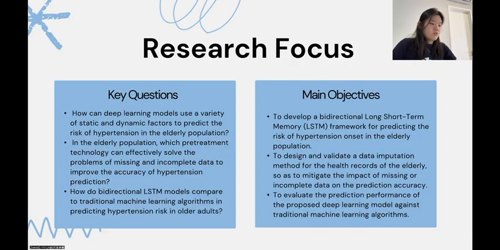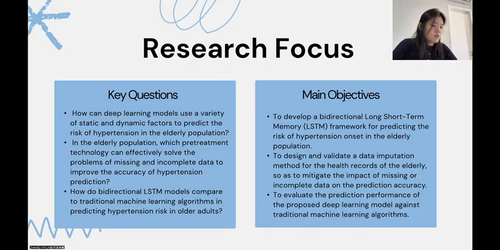This research has three research questions. The first one, how can deep learning models use a variety of static and dynamic factors to predict the risk of hypertension in the elderly population? The second one, in the elderly population, which pre-treatment technology can effectively solve the problems of missing and incomplete data to improve the accuracy of hypertension prediction? The last one, how do bio-LSTM models compare to traditional machine learning algorithms in predicting hypertension risk in older adults?